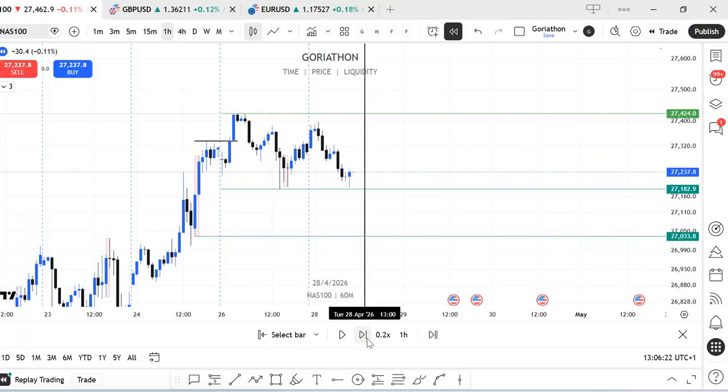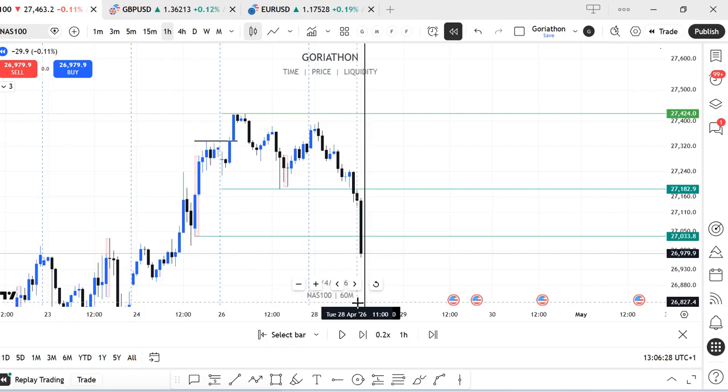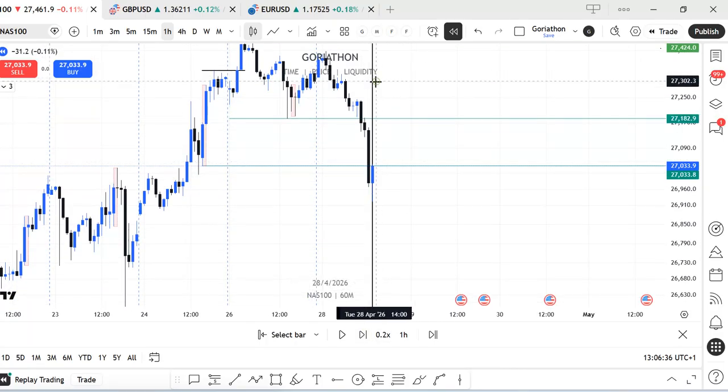Okay, price is moving down, right? Fine, and one more candle. Boom. That is the 12 p.m. candle, right? So we got one more candle. Fine. That's when we see this.